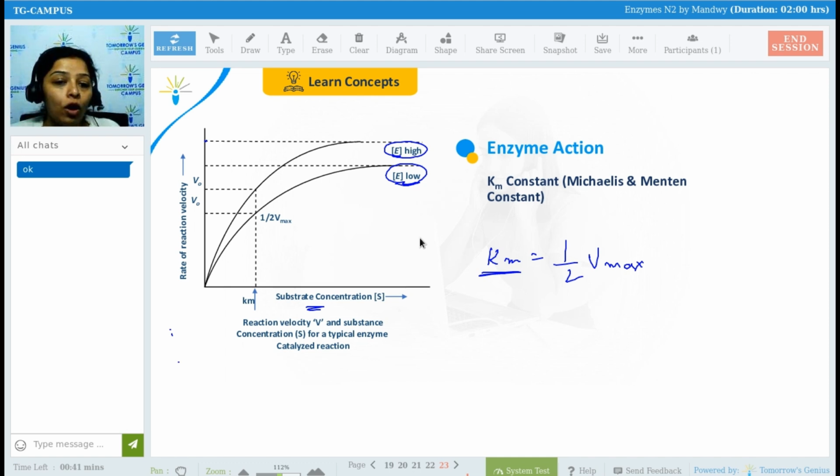So let's take an example of protease. Protease is what? A type of enzyme, right? So protease acts on the protein. It will digest the protein, right? So there are various types of protein. There is not only one type of protein.